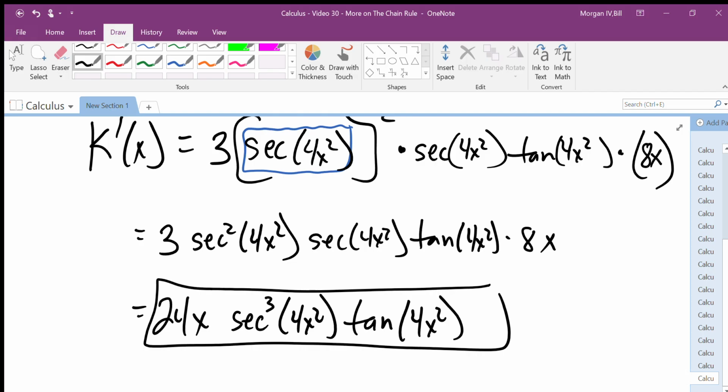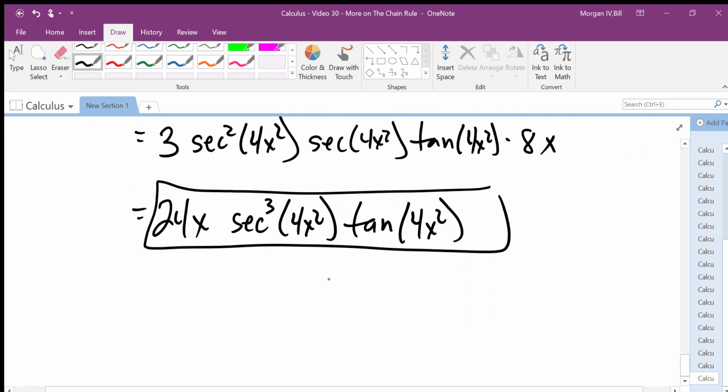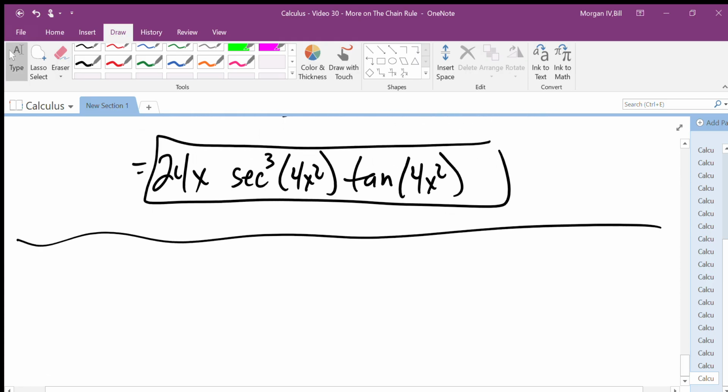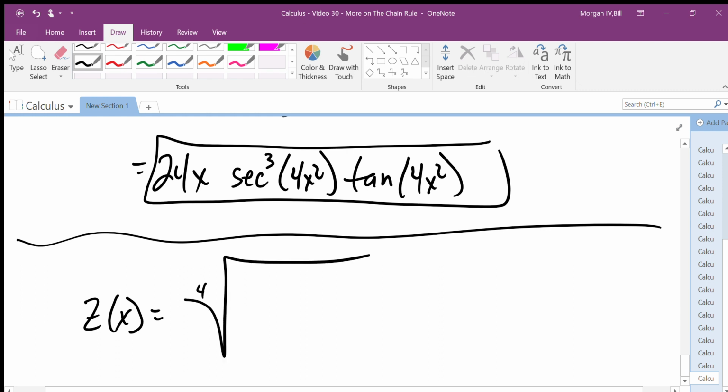Okay, maybe one more. We'll call it good for these examples. How about, this one looks pretty good. z of x is equal to the 4th root of 2x over 4x plus 5.